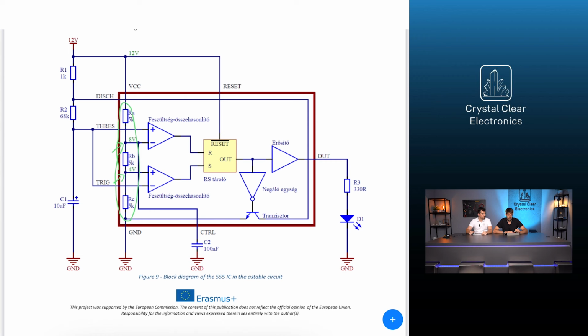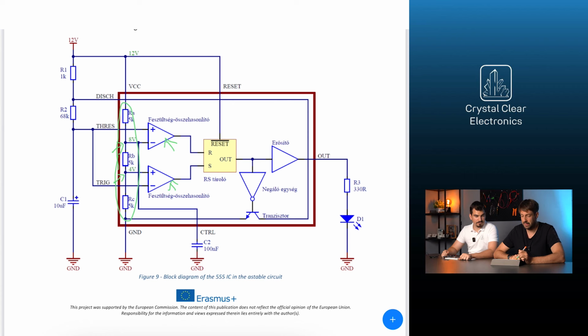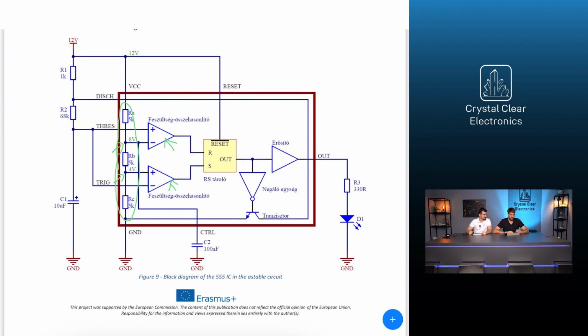Then, there are 2 voltage comparator modules that connect the supply voltage to their outputs, hereinafter referred to as logic 1 state, if their positive inputs have higher voltages than their negative inputs. In all other cases, 0 voltage can be measured at the outputs, hereinafter referred to as logic 0.